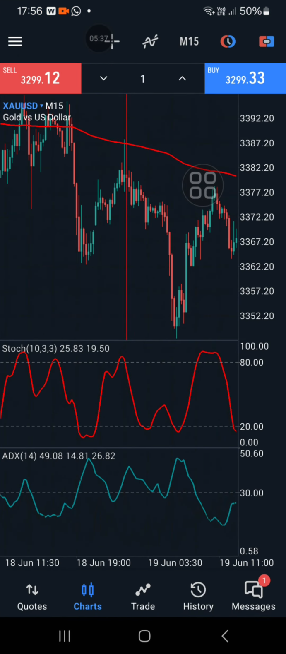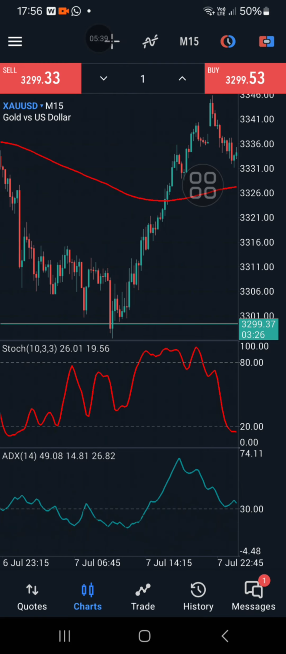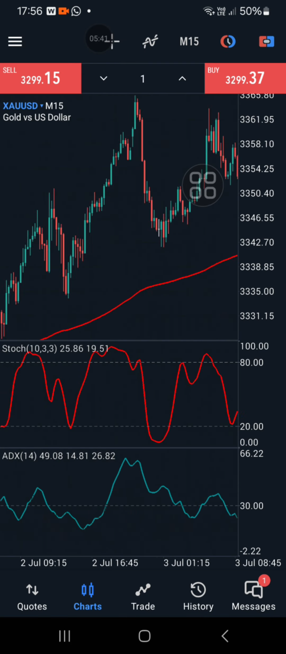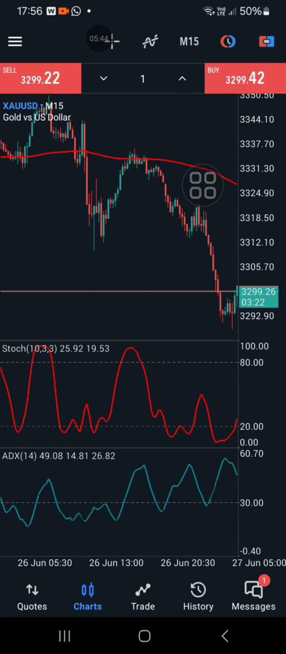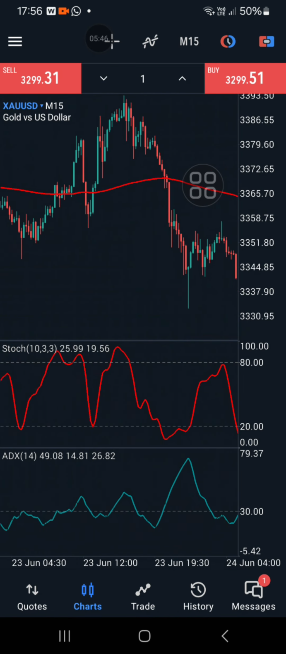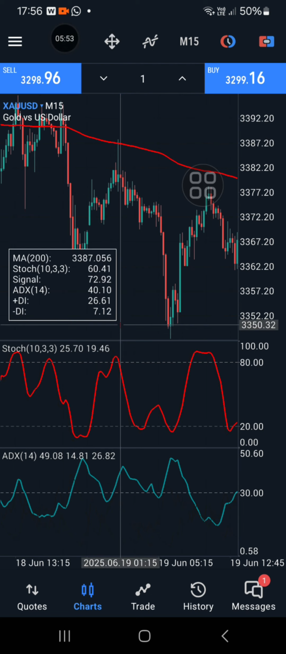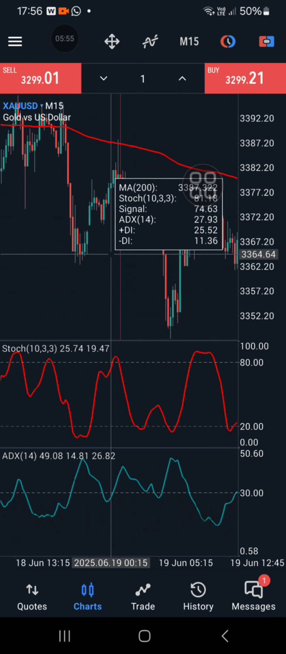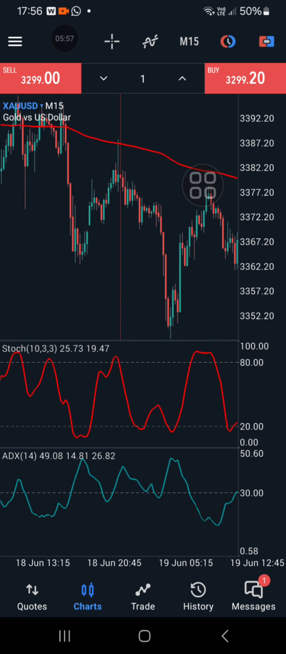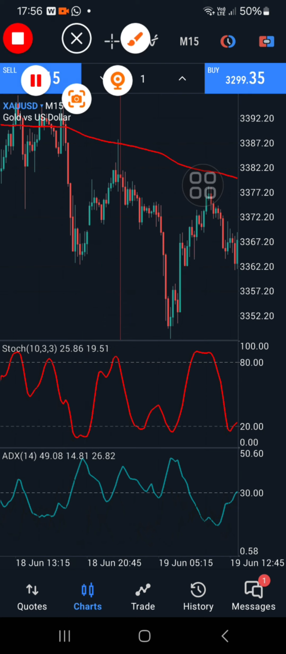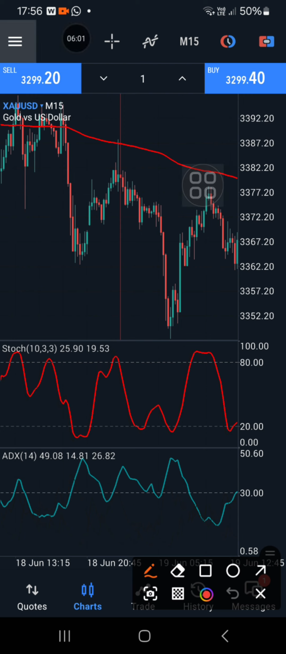Okay, going back to our strategy, let's look firstly at how we are going to be selling using this particular strategy. Here I have an example. For a sell trade, what we're going to be doing is this. One, we have to wait for the red line, we have a red line here on our screen. This red line is the moving average here.